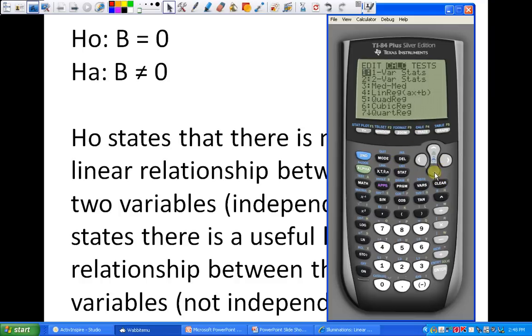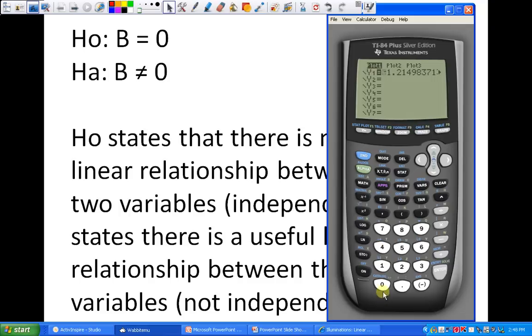So let me do this. I'm going to go to linear regression. I want L1 and L2. My X list is L1, my Y list is L2. And I want to store my equation in Y1. So I want to go to variables, Y variables, function, Y1. And now I'm putting this least squares regression line, which is right here, into the equation.